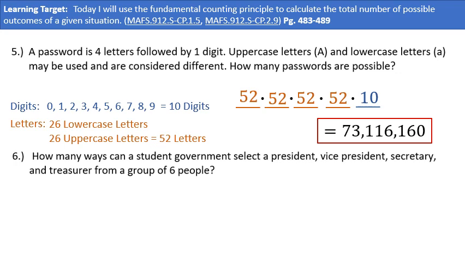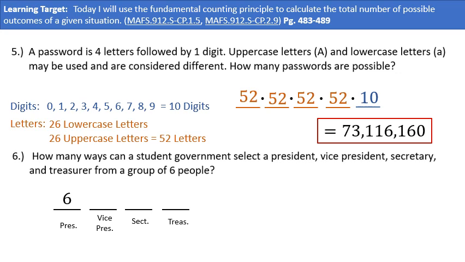How many ways can a student government select a president, a vice president, a secretary, and a treasurer from a group of 6 people? All right, so here's our criteria. Here's our 4 positions. Okay, so we'll do this one at a time. So how many choices, if we're voting, let's say we vote for president first, how many choices do we have to choose from? Well, there's only 6 people in our group, so there's 6 different people that could be in that role. Does that make sense?